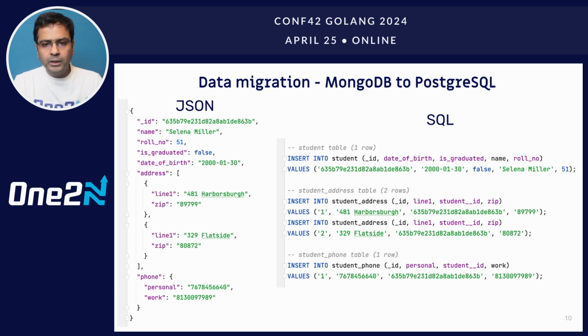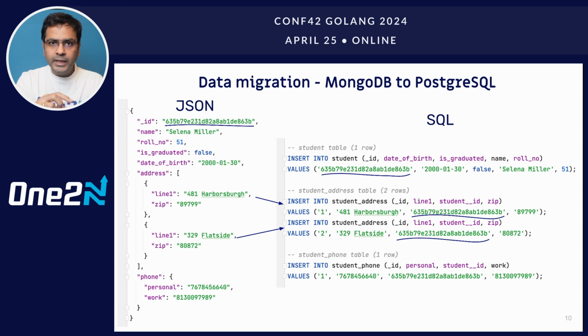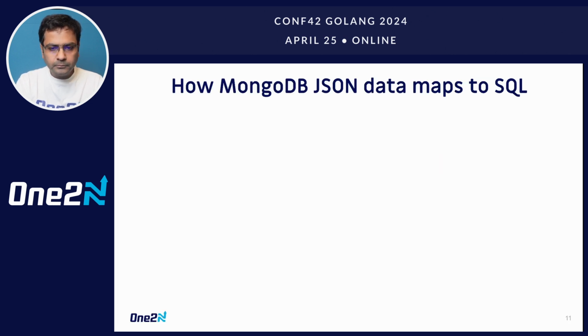If you think about how it translates from JSON to SQL, this is how it looks. For the ID field in Mongo, we are going to create an insert record in the student table. The same ID will then get replicated as a foreign key of sorts, as part of the student ID column in the address table in Postgres, and the same for the phone record. So that is how MongoDB JSON data maps to SQL.